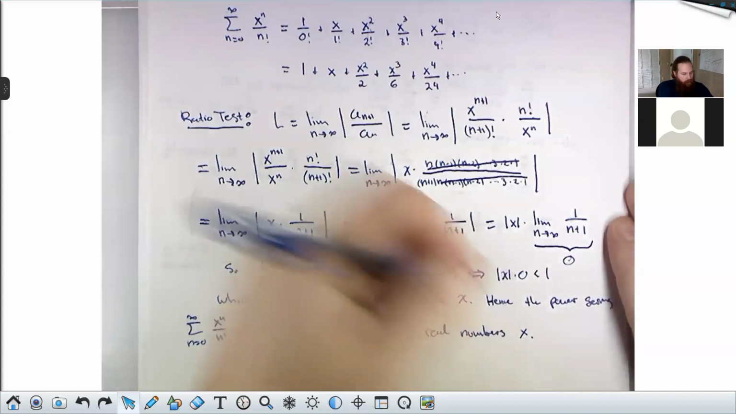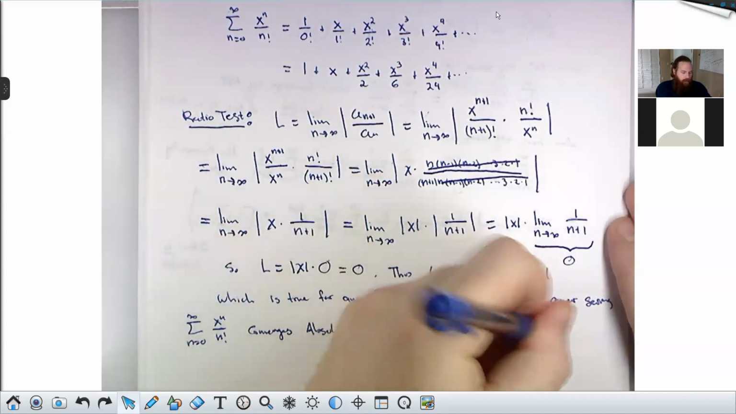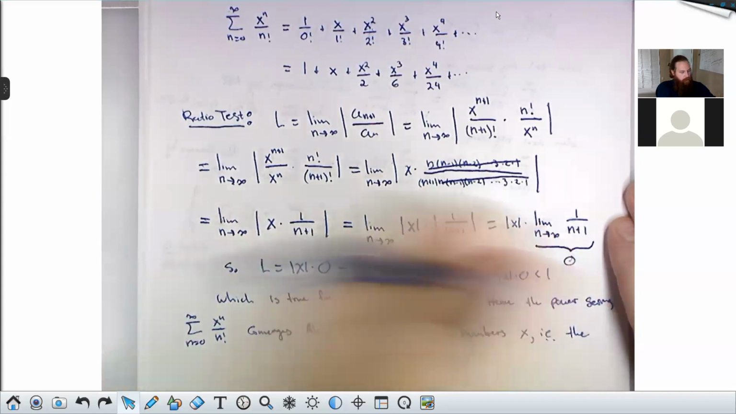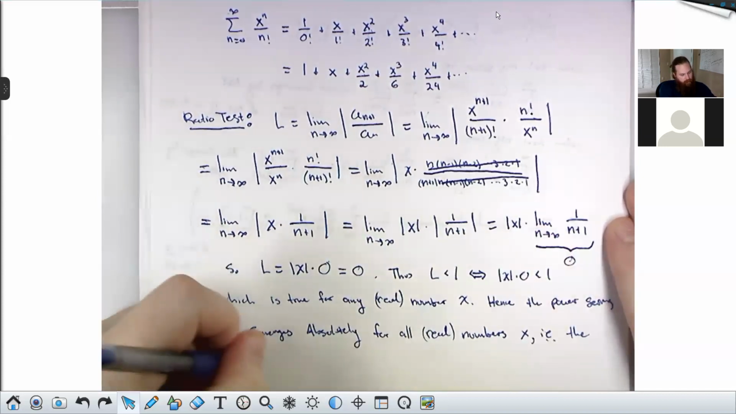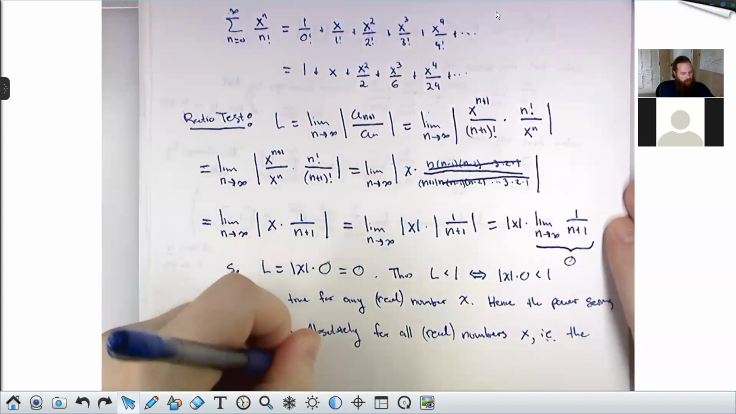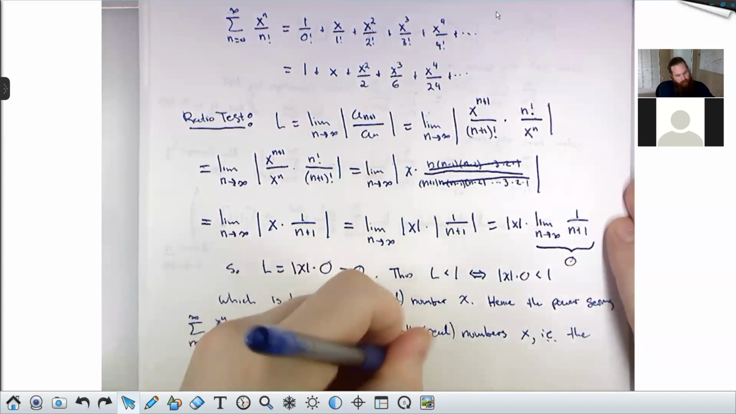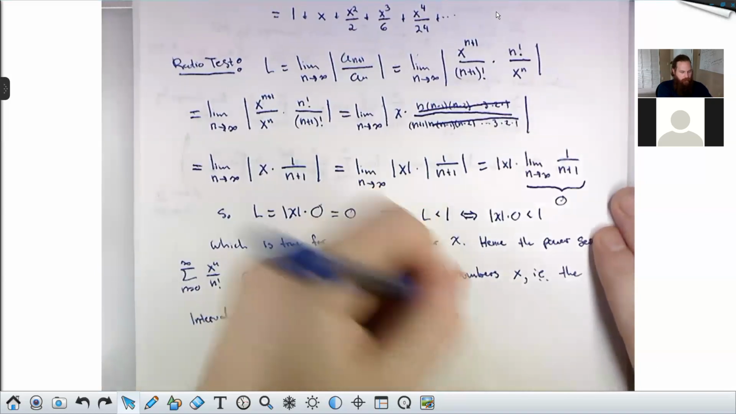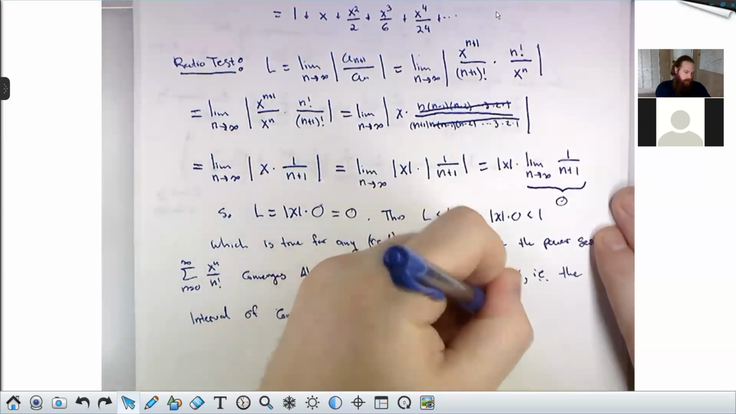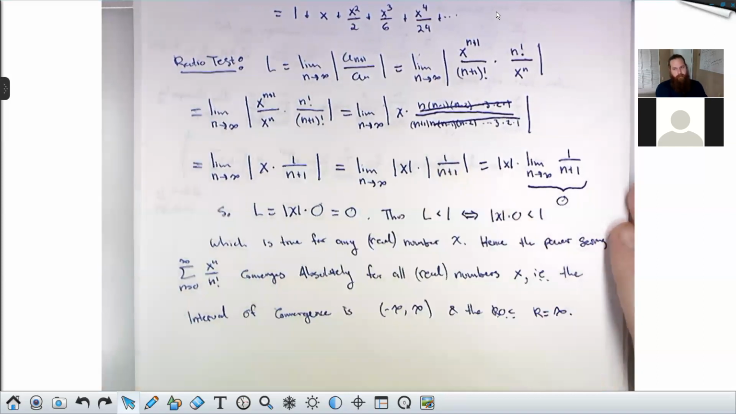Hence, the power series converges for all real numbers x, i.e., the interval of convergence is negative infinity to infinity. And the radius of convergence we would say is plus infinity.